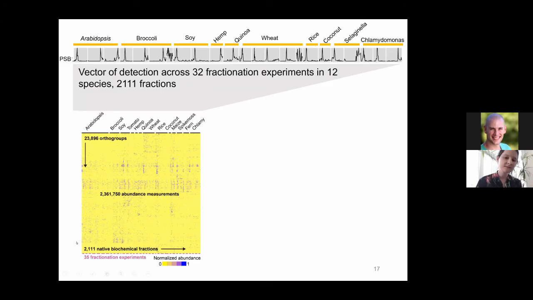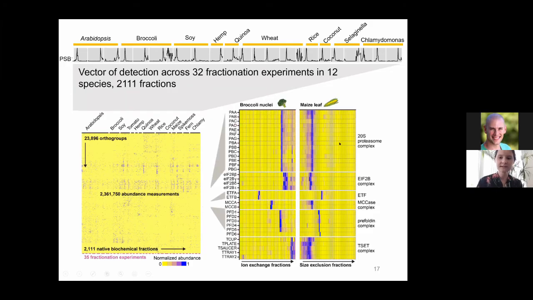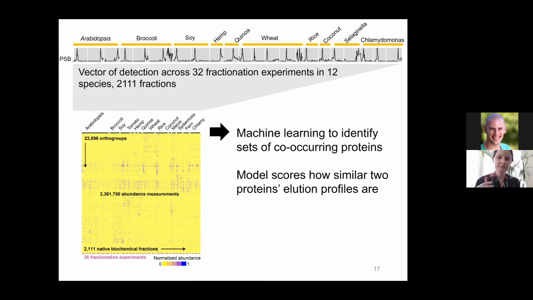And so if we zoom into some other known complexes, like the IF2B, the prefoldin, you can again see this internal consistency of subunits, and also the power you get from doing 2 different types of separations to distinguish things. So then we go into machine learning, where we're pretty much scoring how similar 2 protein profiles are. And this is all based off of gold standard known interactions. It trains the model that says, okay, these 2 things are so similar, they're behaving like a stable interaction.